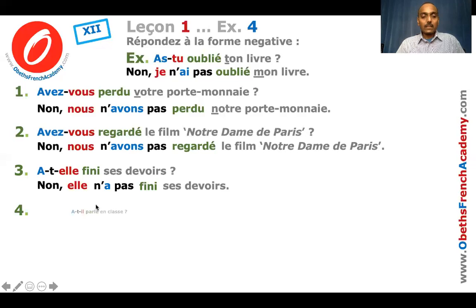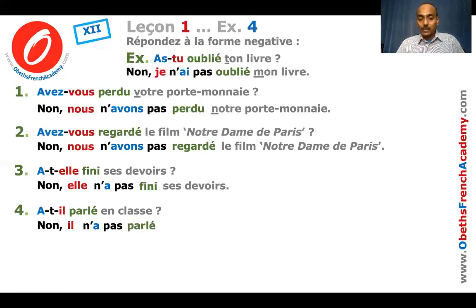Fourth one. A-t-il parlé en classe? Has he spoken in the class? Did he speak in the class? So when the subject is il, your avoir conjugation is a. Has he spoken inside the class? No, he has not. Il n'a pas parlé. He has not spoken in the class. So when the subject is third person like elle or il, in your answer also the subject will be the same one. When the subject is elle in your question, it will be elle in your answer. If it is il in your question, it will be il in your answer.